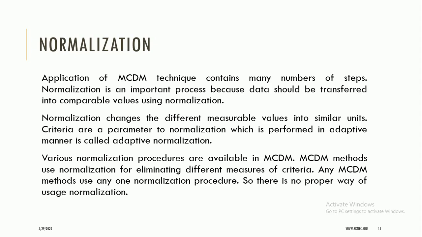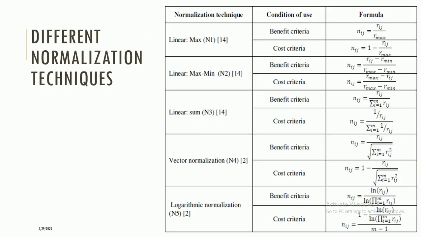Criteria are a parameter to normalization, which is performed in an adaptive manner, called adaptive normalization. There are many different methods, and the methods available to us are linear methods. Three linear methods are there. One is vector normalization, the second is logarithmic normalization.